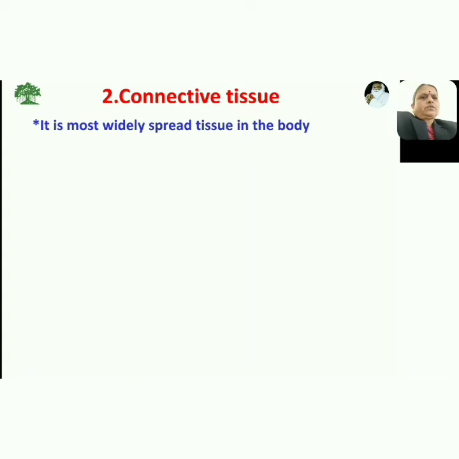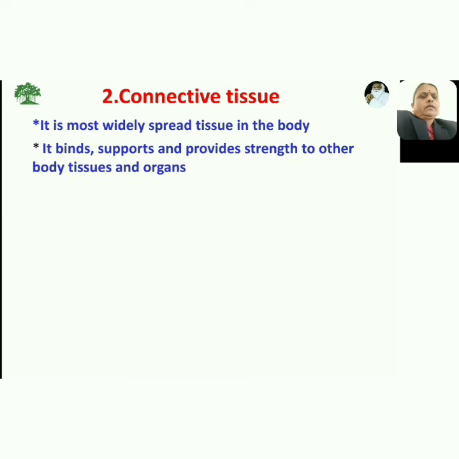Second, connective tissue. This is the second type of tissue, connective tissue, which connects the organs, which connects the body parts. Hence the name connective tissue. It is the most widely spread tissue in the body. It binds, it supports, provides strength to other body tissues and organs. It actually gives support, it binds and provides the strength.